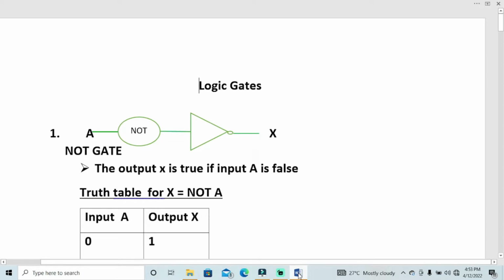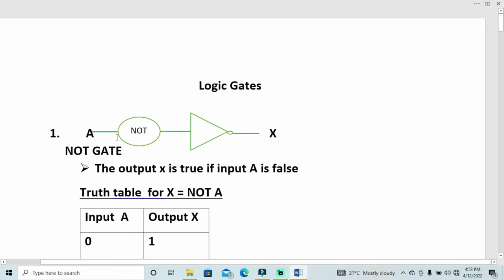So today we are going to be looking at logic gates, and of course there are 6 types of logic gates, and we are going to be discussing them all. We are going to start with the NOT gate, and as you can see on your screen, I have drawn for you how it is actually drawn.